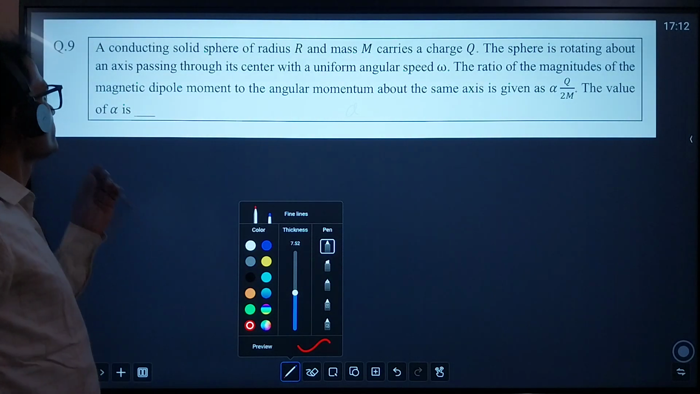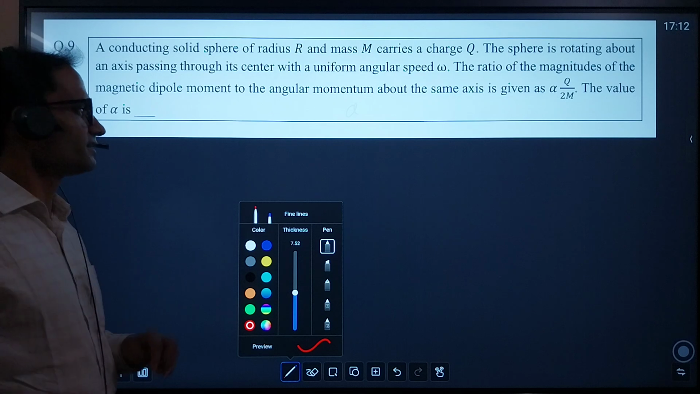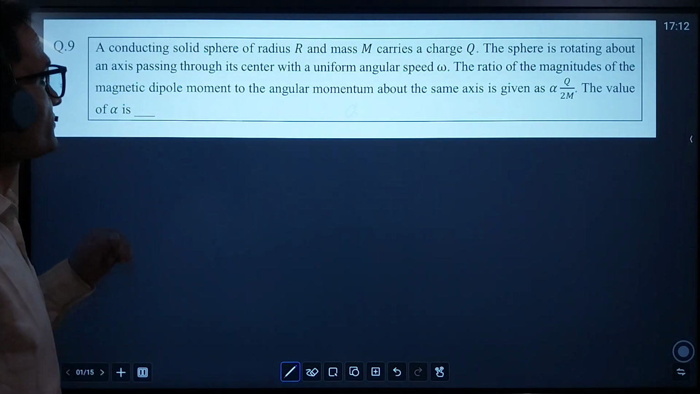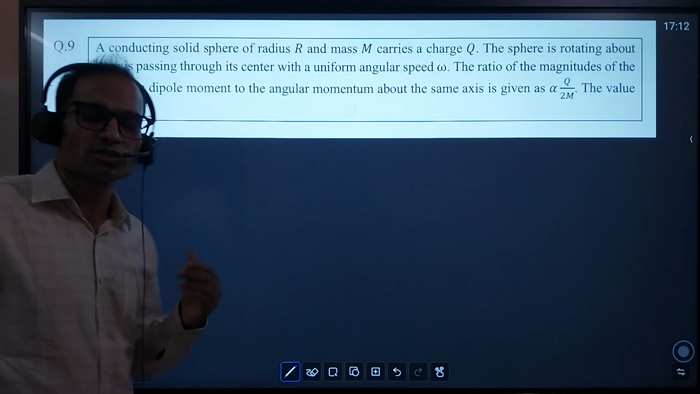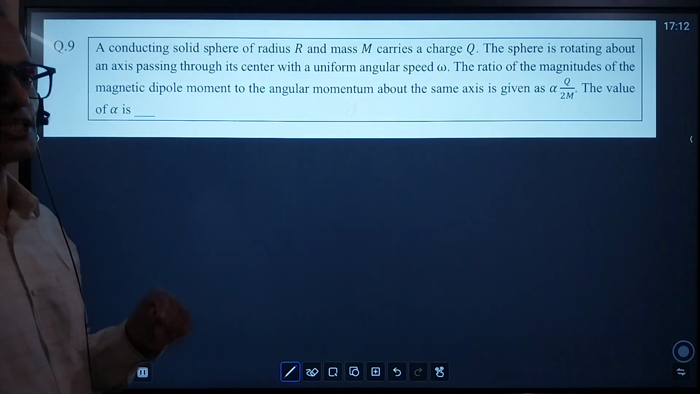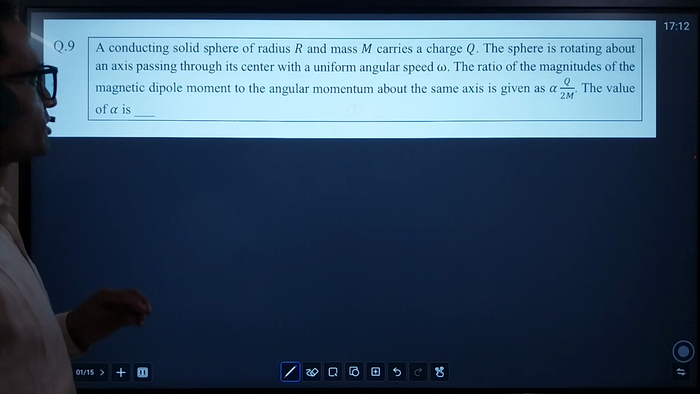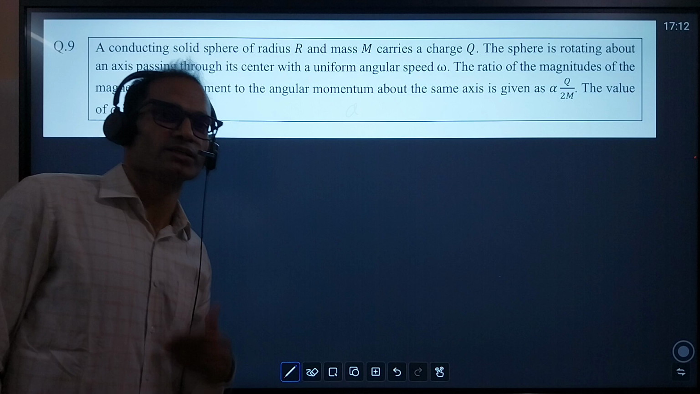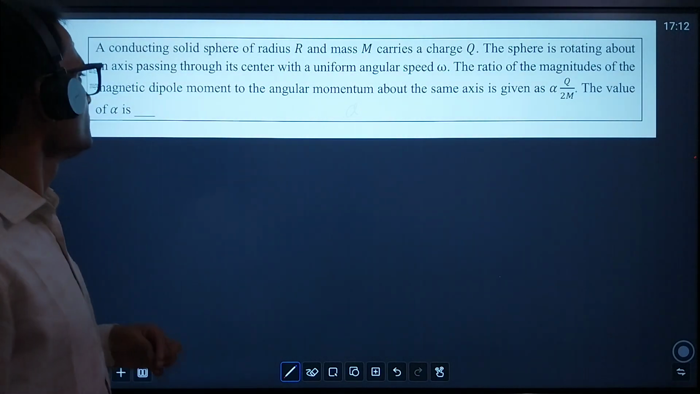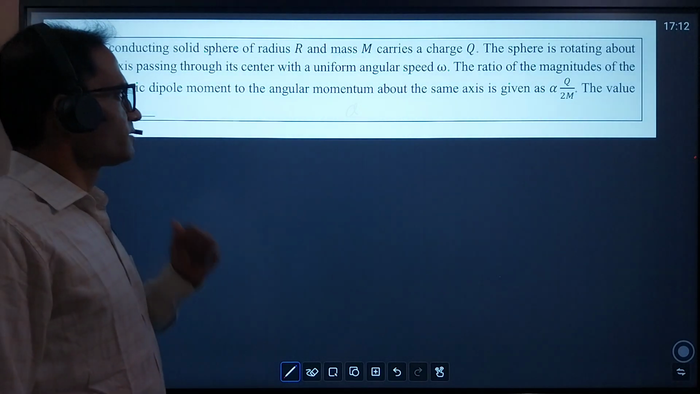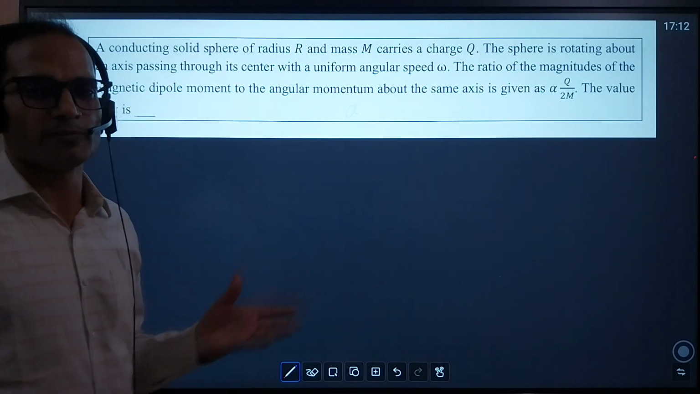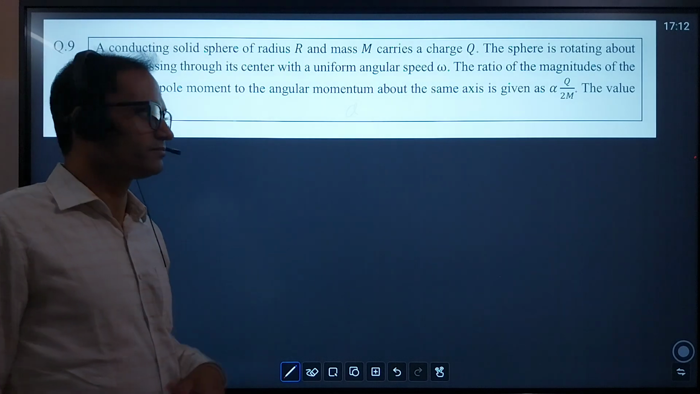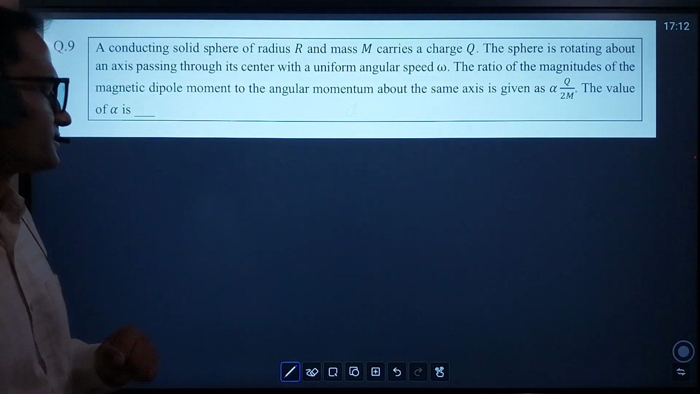We have a solid sphere of radius r carrying a total charge q. The sphere is rotating about an axis passing through its center with an angular speed omega. The ratio of the magnitude of the magnetic dipole moment to the angular momentum is what we have to find. From there we will get the answer.